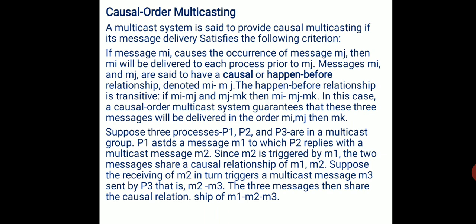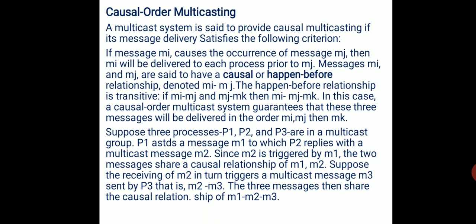Messages Mi and Mj are said to have a causal or happen-before relationship, denoted Mi → Mj. Mj is a reply to Mi, so Mi causes the message Mj, and Mj should come next to Mi. The happen-before relationship is transitive: if Mi → Mj and Mj → Mk, then Mi → Mj → Mk.